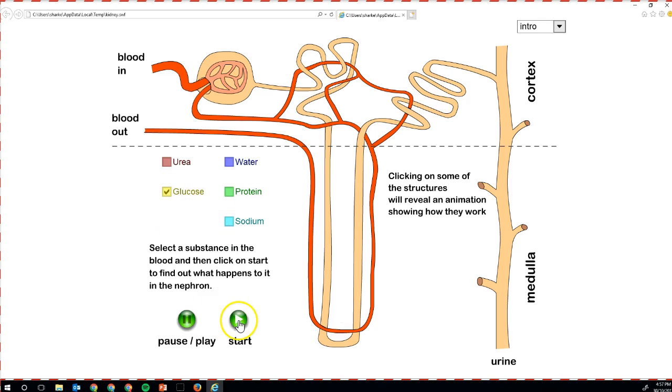Moving on to glucose. Again, glucose is not a waste product, so glucose is filtered but will be reabsorbed and moved out of the kidney to be used throughout the body.